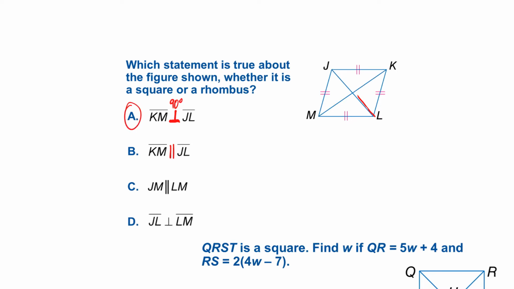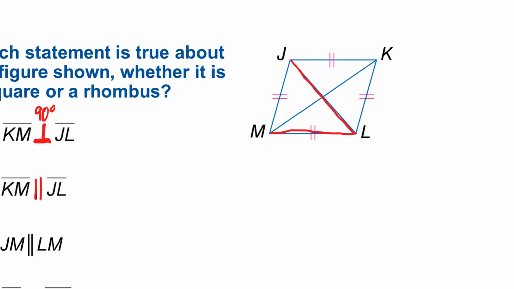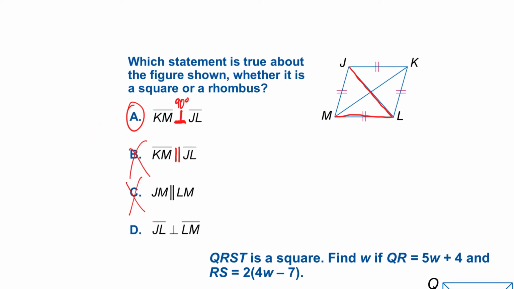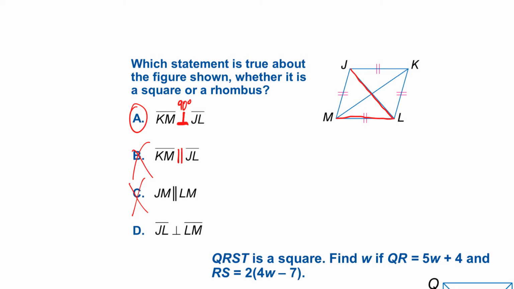Okay. All right, let's think about these other ones real quick. So KM parallel to JL? No. Nope. JM parallel to LM? Nope. They definitely run into each other. And then is JL perpendicular to LM? Perpendicular means 90. Is that a 90-degree angle? No, and it'd be basically impossible for it to be, well, I guess if it was, yeah, but it's definitely not here.